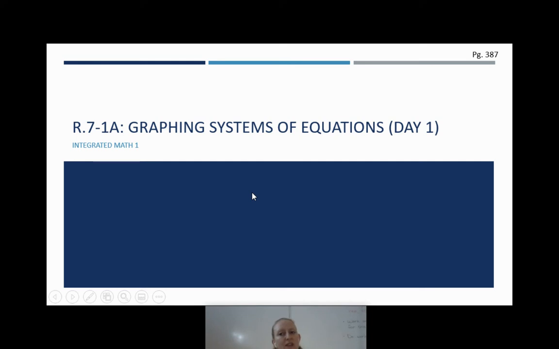So, yeah, we are graphing systems of equations today. We're taking this in stride, so we're just doing day 1 today. We'll hit day 2 next time.